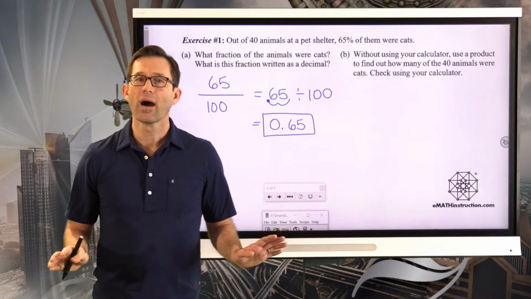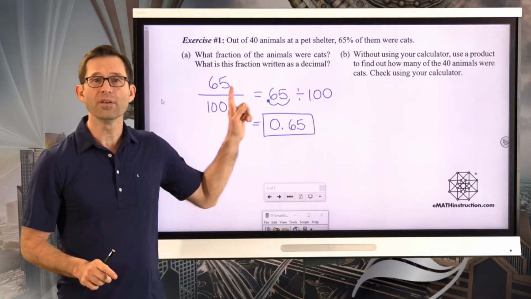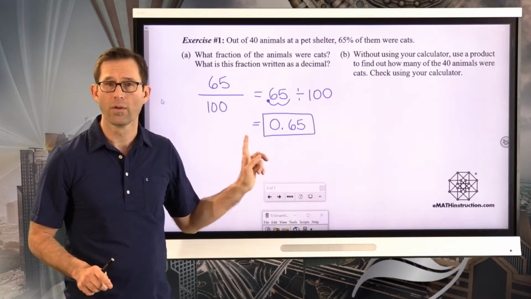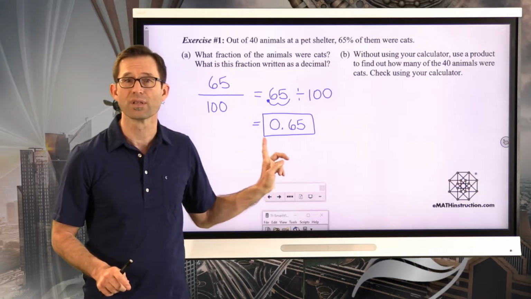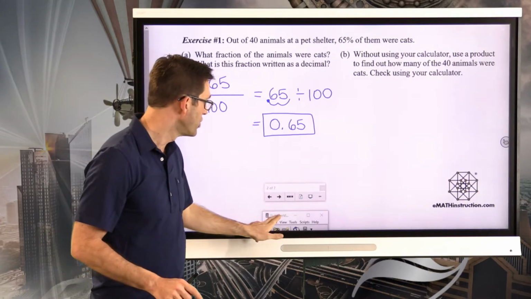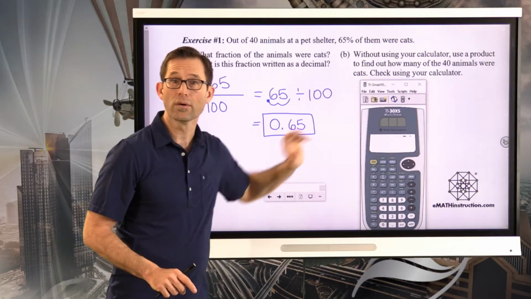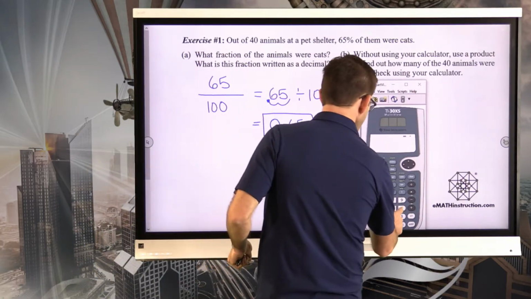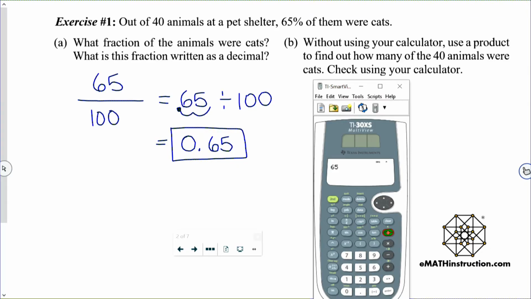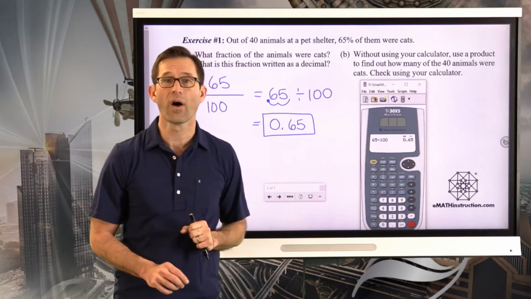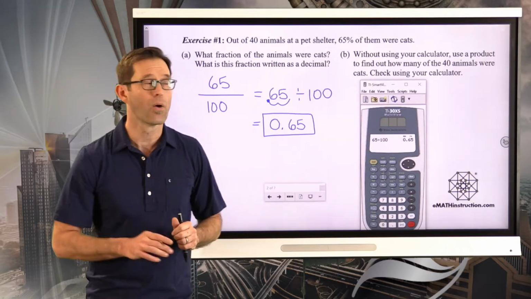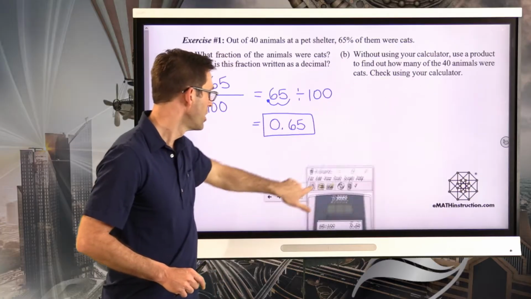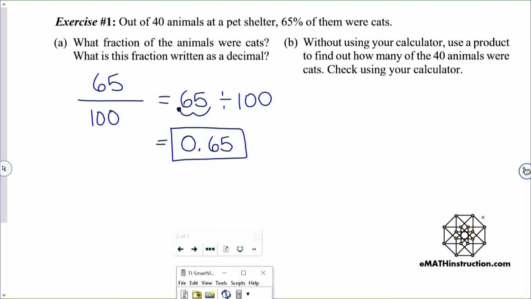Now, our first little bit of calculator use. If this is problematic for you at all, like changing 65 100ths into 0.65, don't hesitate to take your calculator, simply type in 65 divided by 100, enter, and of course that then gives us the 0.65 that we're looking for.